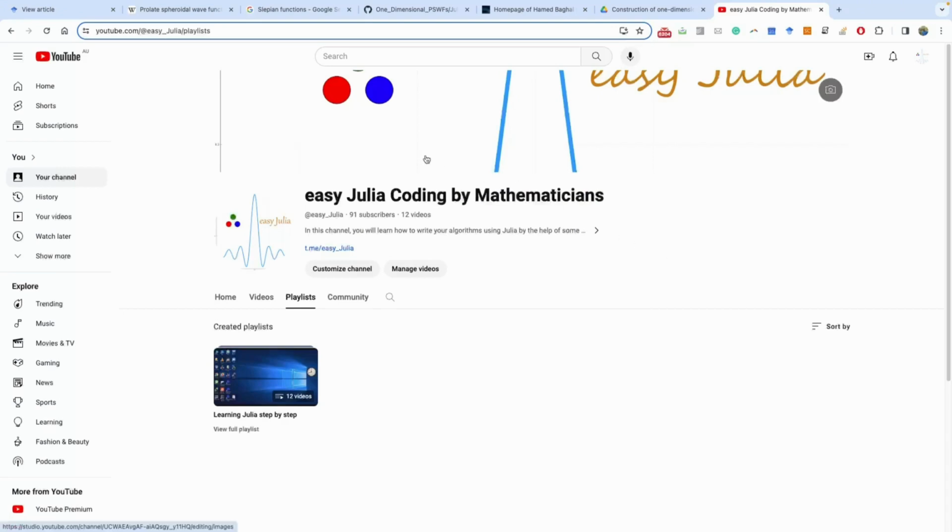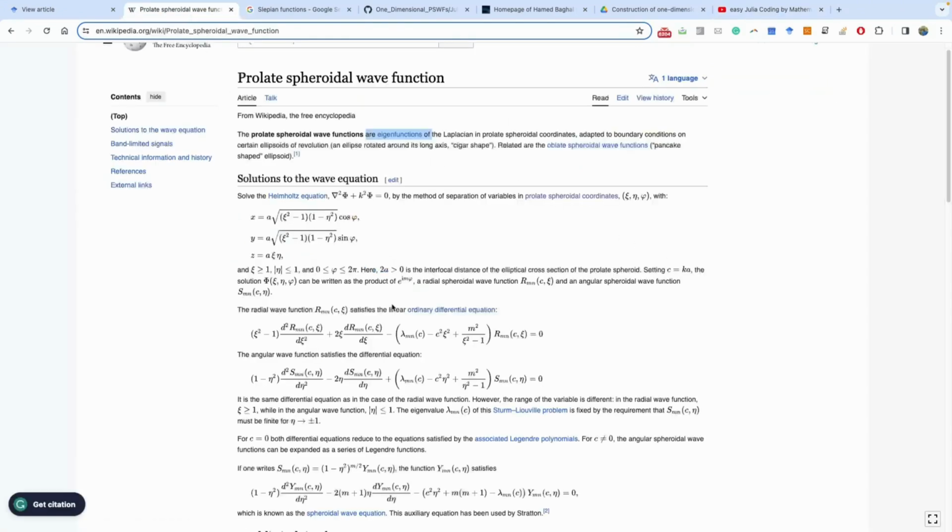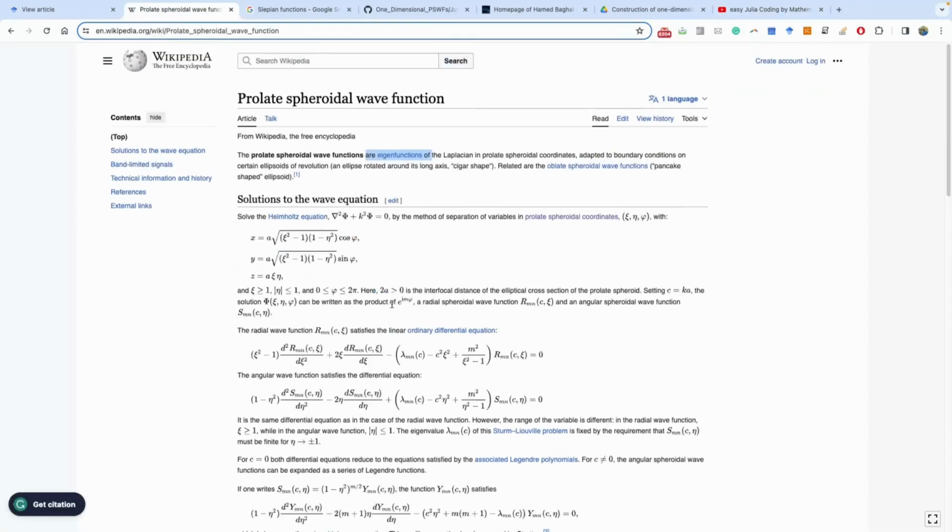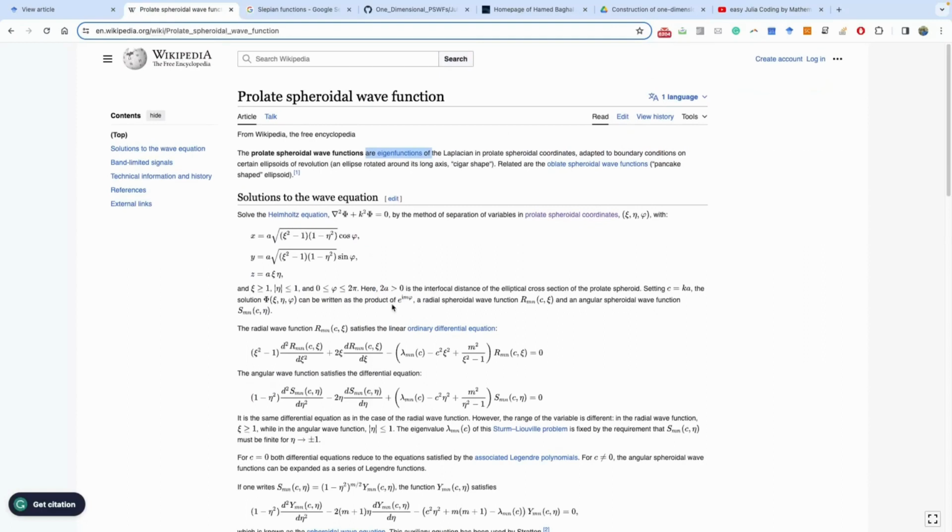So today we're going to talk about the Prolate Spheroidal wave functions. We will try to plot them, and we will also try to compute and plot the eigenvalues of the Prolate Spheroidal wave functions. So if I search for Prolate Spheroidal wave functions, I will be able to see the first link in Wikipedia. If I click, I will see this page.